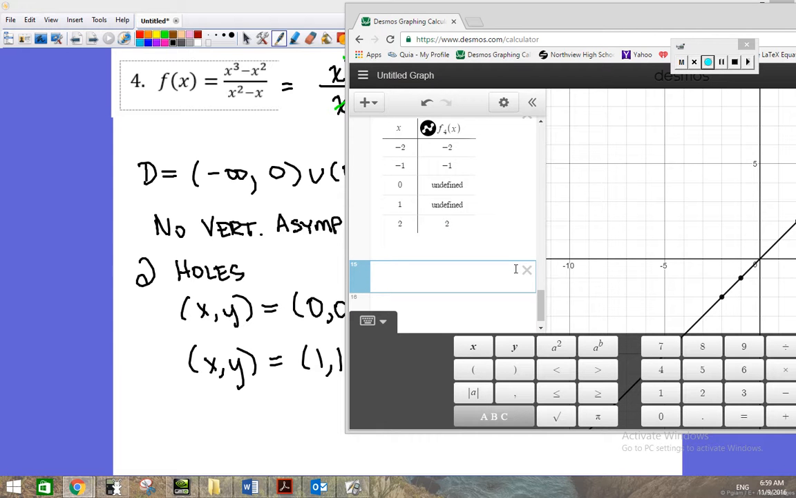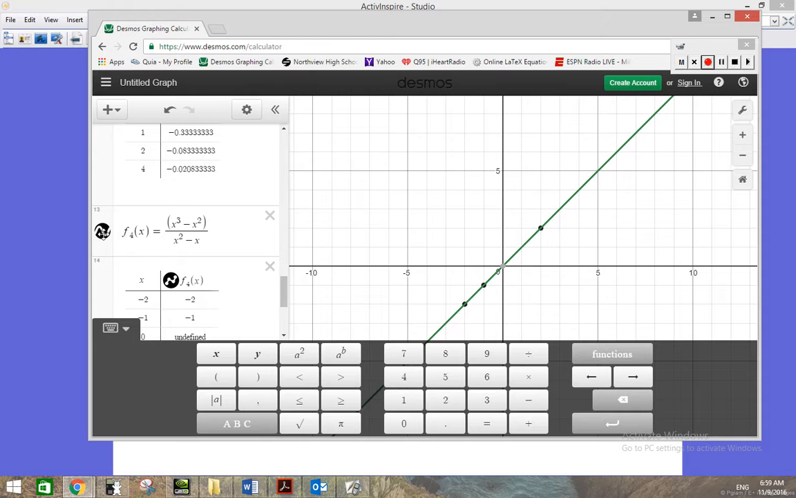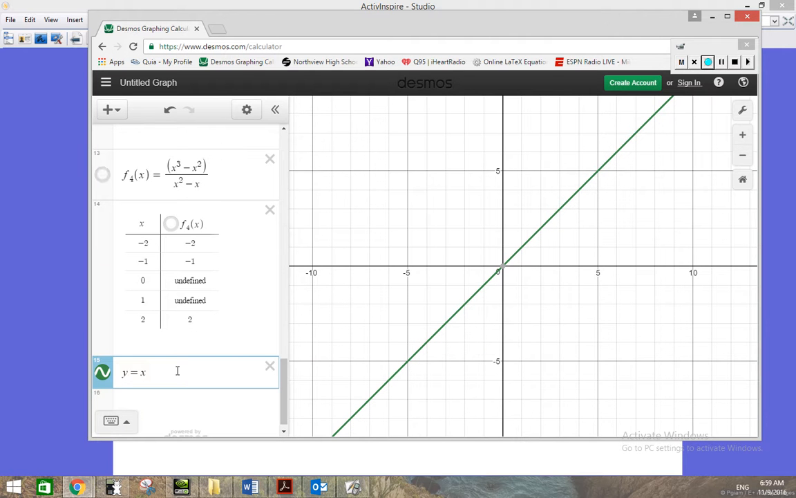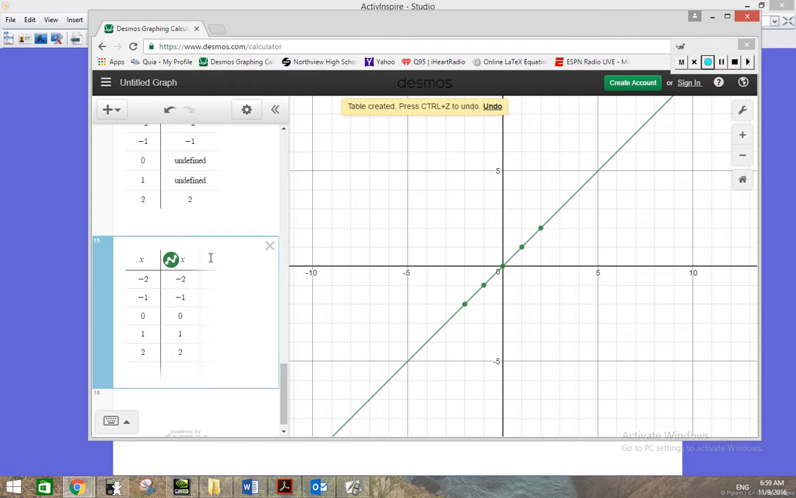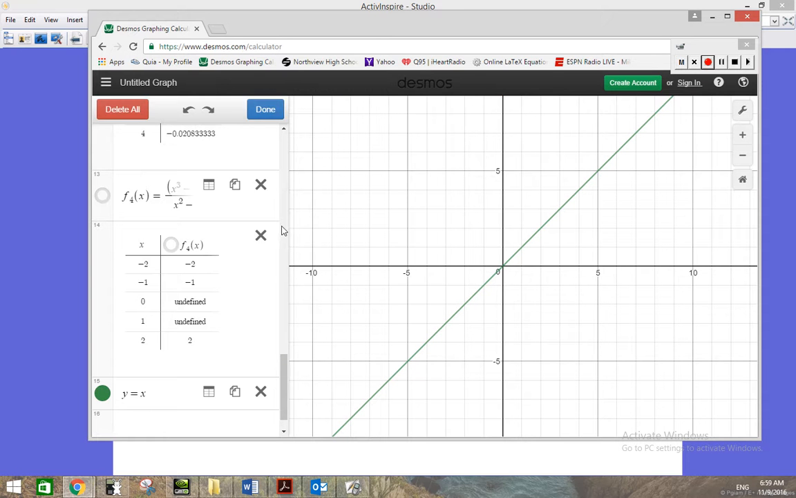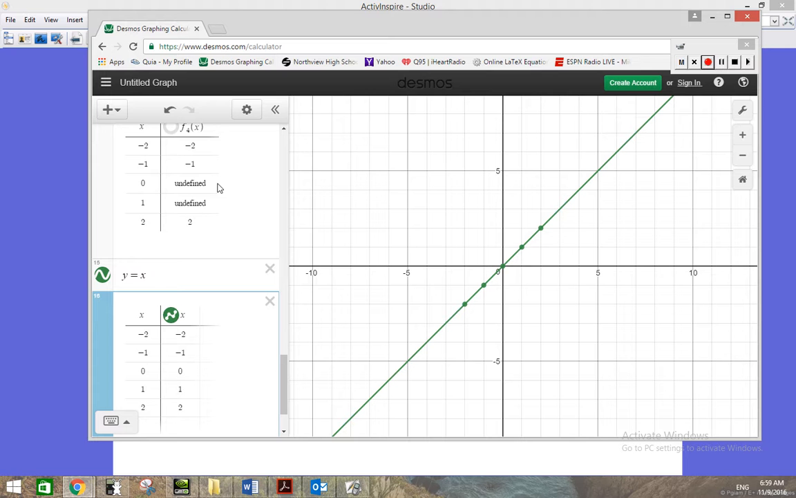And if we compare this graph to just the line y equals x that does not have any holes in the graph, and if we look at its table, see there it converted it to a table without. Sometimes it seems inconsistent. So I'll duplicate it, then convert it to a table, because sometimes I like to see both the equation and the table. And here you can see that where x equals 0 is undefined and x equals 1 was undefined, here 0, 0, 1, 1, those are points on the graph.